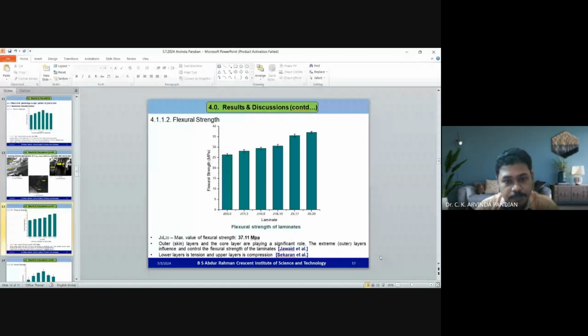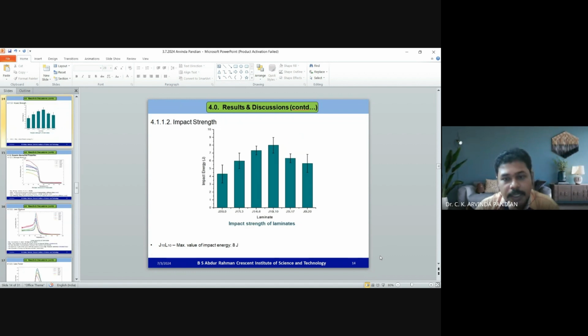When it comes to flexural strength, in contrast to the tensile strength, J0L20, with only linen in its composition, has given the maximum flexural strength, because linen has more flexural resistance compared to jute. So jute has produced the least compared to linen. J20L0, which has only jute in it, has given the least flexural property. And in case of impact strength, similar to the tensile strength, J10L10, with equal weight percentage of jute and linen along with the alternate layers of jute and linen, has produced the maximum impact strength of 8 joules.